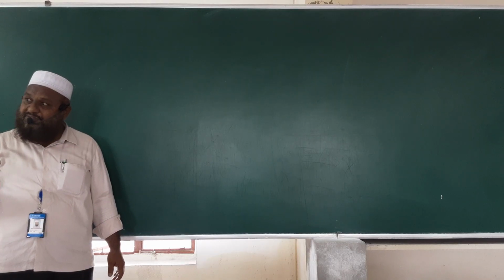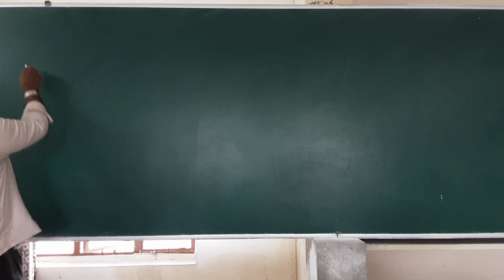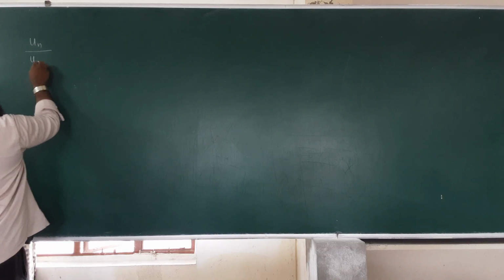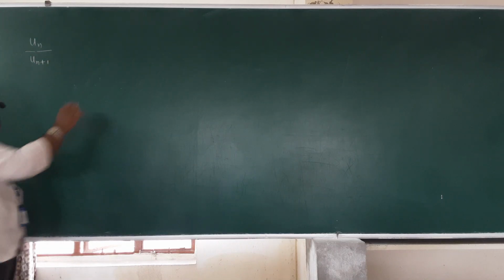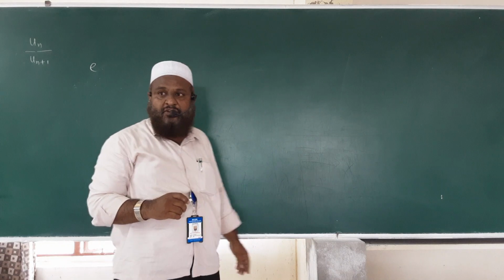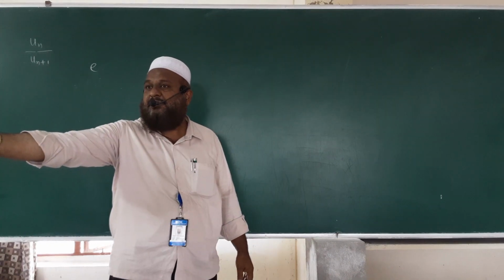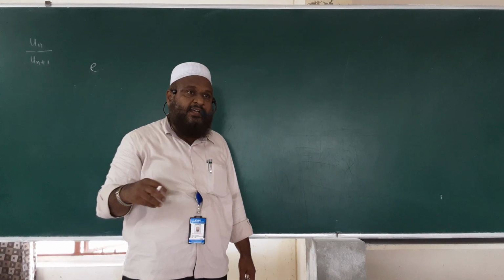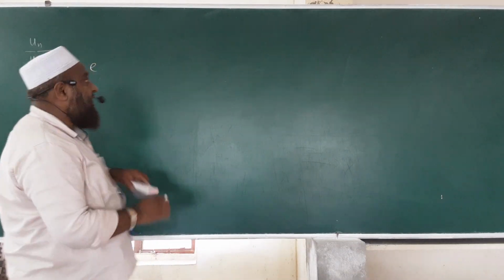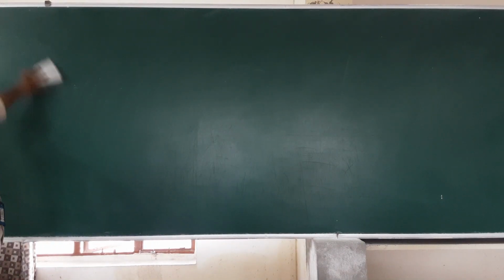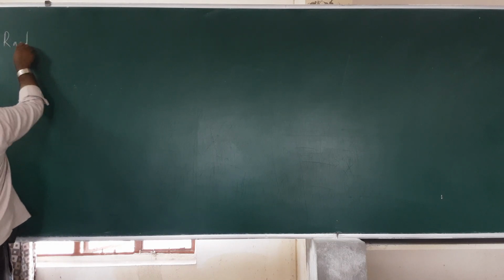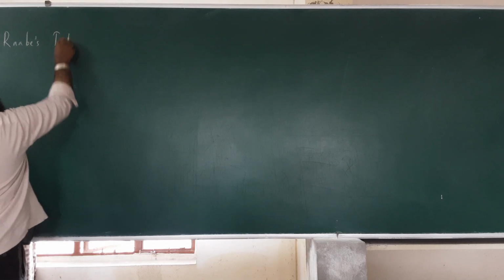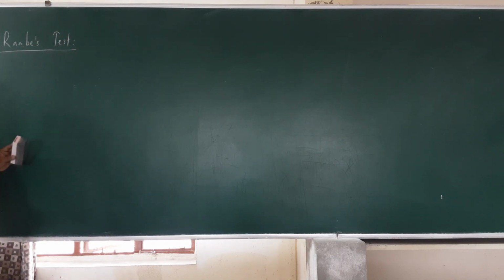When the ratio test fails, and the ratio un by un plus 1, or un plus 1 by un, should not involve e. When the ratio does not involve e and the ratio test fails, then we will be taking the help of Raabe's test. Now let me write what Raabe's test says. It's so simple.